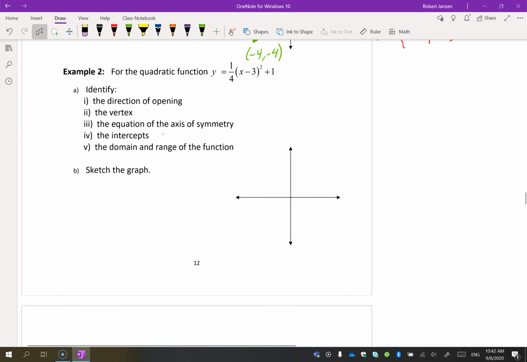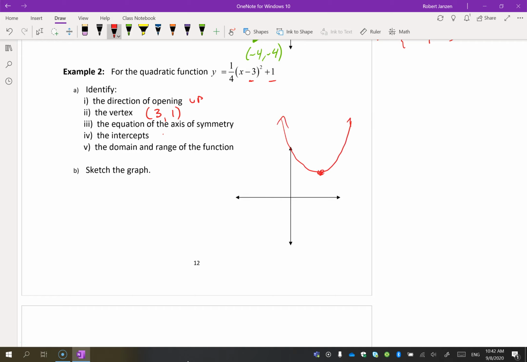Let's try another one. Okay. Direction of opening. This is going to be up. What is the vertex? Remember, I can just read the vertex off. It's going to be 3, 1. So let's go to 3, 1, and I know it opens up, so let's just sketch it here, like so.